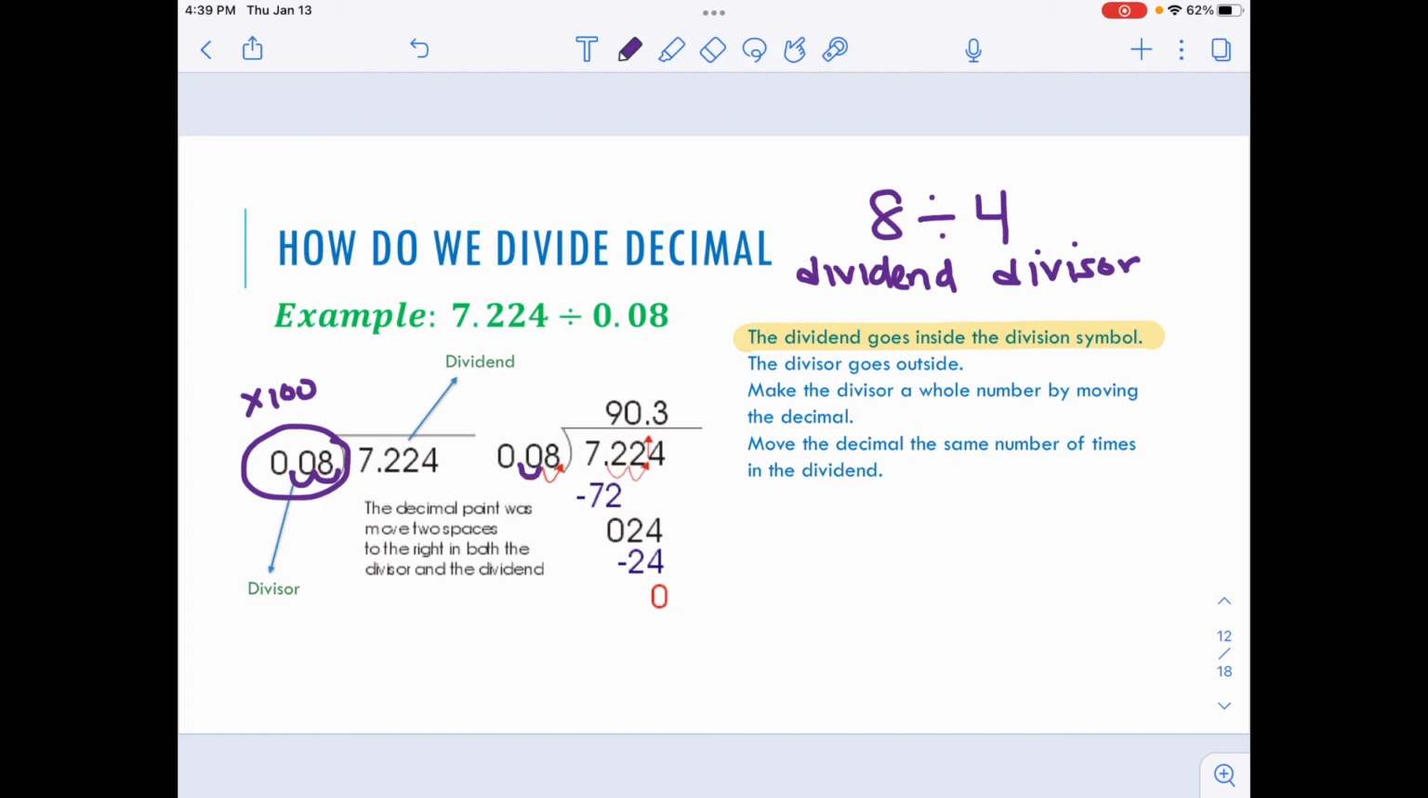So notice I moved it 2 places to the right, but remember, we can't just magically turn this into a whole number. So I have to move the dividend 2 places to the right as well. Once we do that, bring up your decimal and then divide normally.